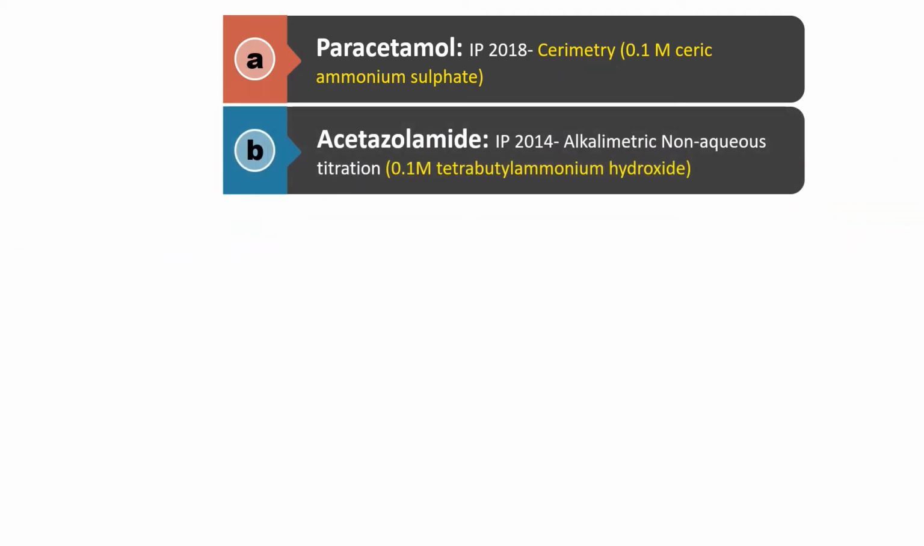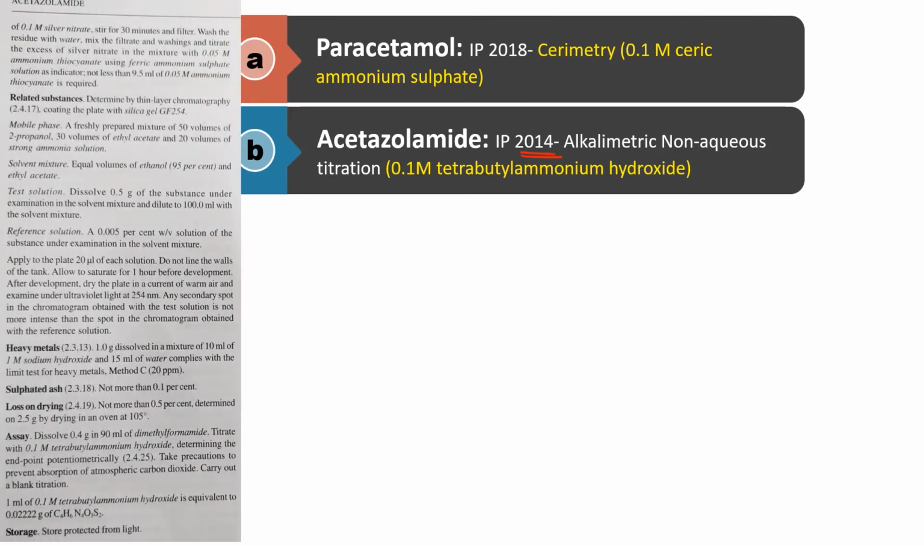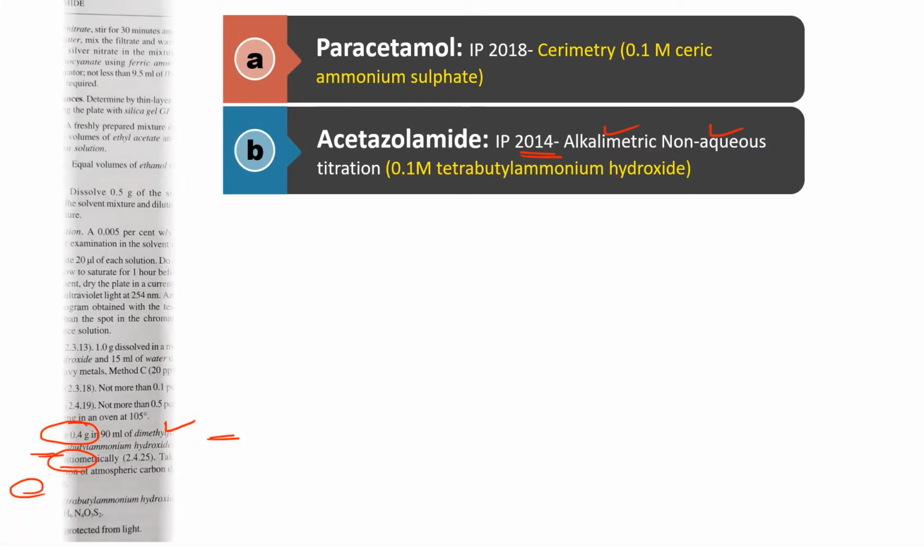Okay, acetazolamide. So as per IP 2014, this drug is titrated with 0.1 molar tetrabutyl ammonium hydroxide. See here, drug is weighed, it is added in suitable solvent, and then it is directly titrated with 0.1 molar tetrabutyl ammonium hydroxide. Okay, this is the potentiometric titration, and a blank titration is also carried out here. So this is also a direct alkalimetric non-aqueous titration.